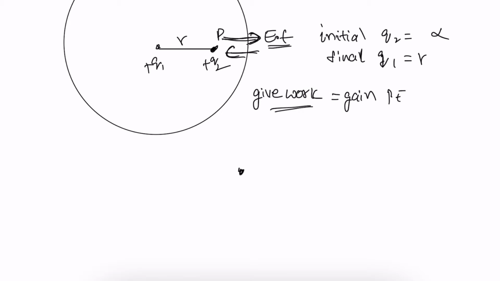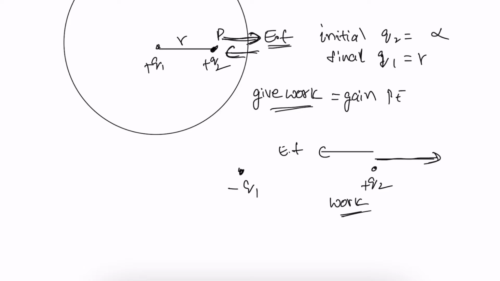Suppose there is a negative charge, minus q1, and I want to bring q2 away from q1. So what is the electrostatic force? q2 is attracted towards this side, so the electrostatic force is along this direction, but it is moving against the force. So here also we will give some work.